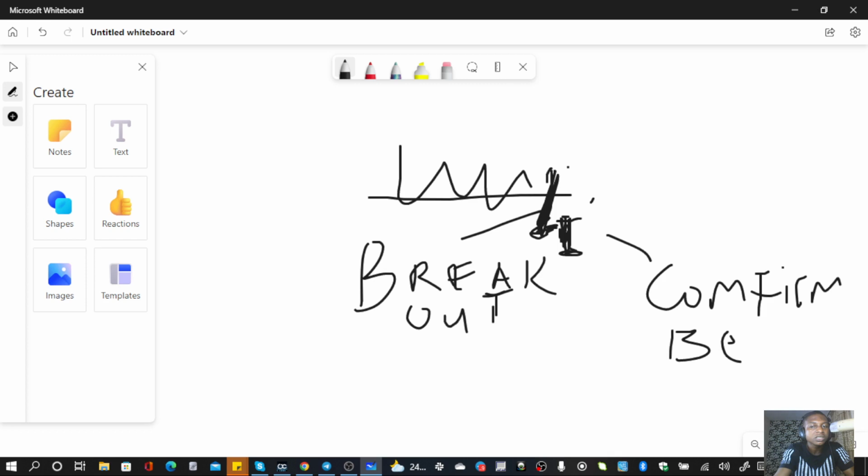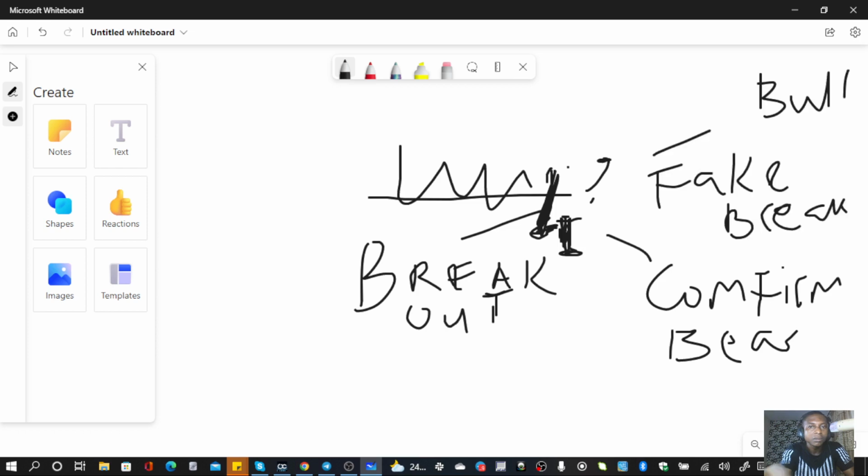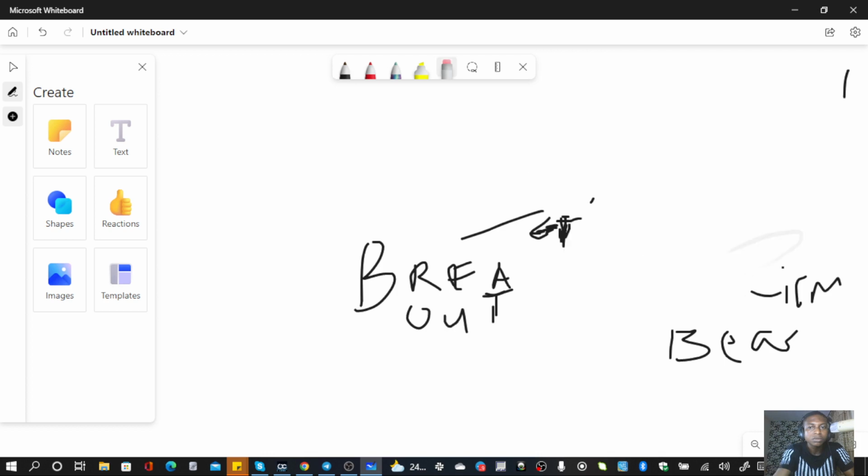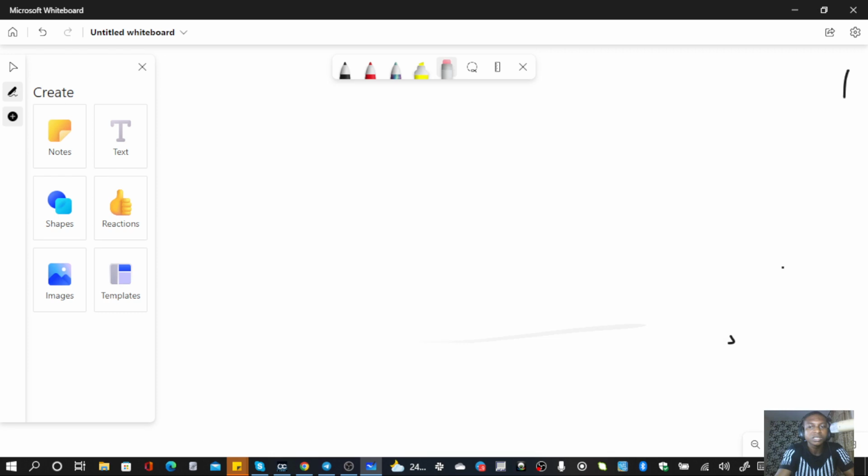But if it goes back up and closes above the breakout candle, then that's a fake breakout, right? A fake breakout. I don't know if you get that. Now, let me see if I could just come again there, so that you can understand what I'm trying to say.